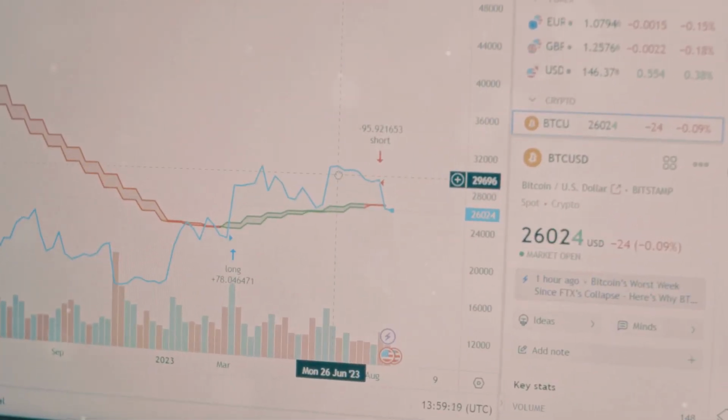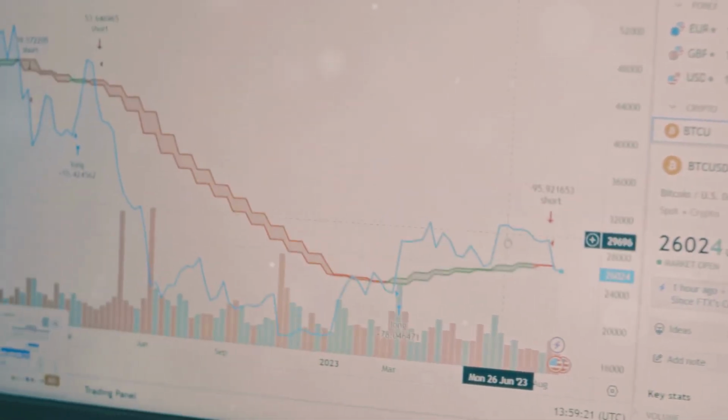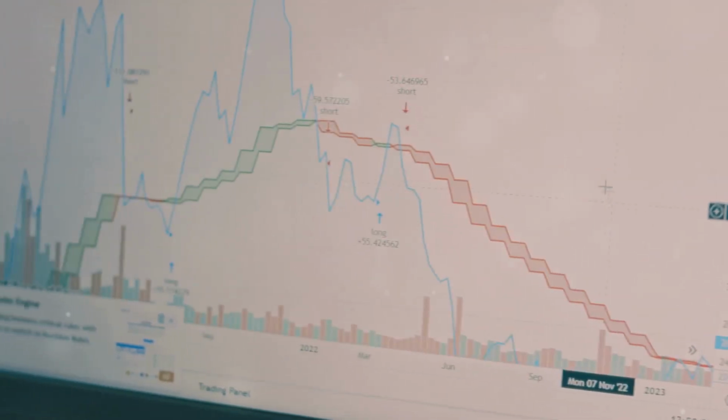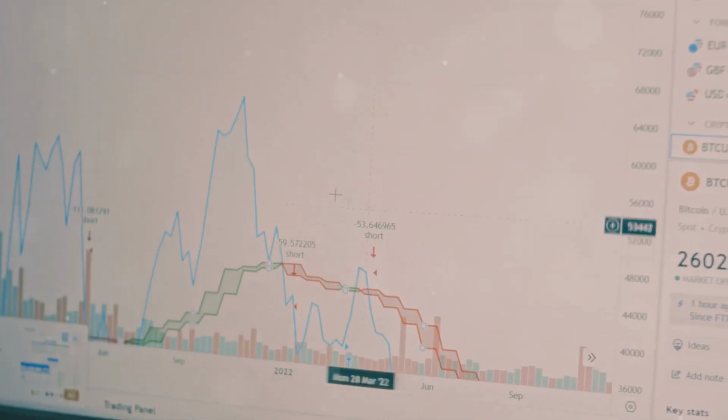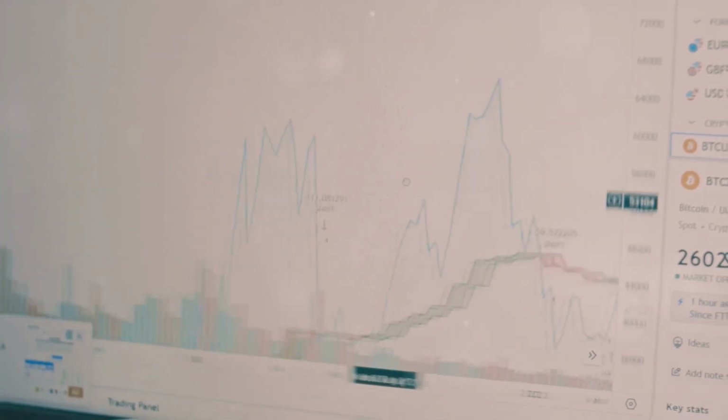Average Directional Index, or ADX, measures the strength of a trend but not its direction. ADX values above 25 indicate a strong trend, while below 20 suggest a weak trend.